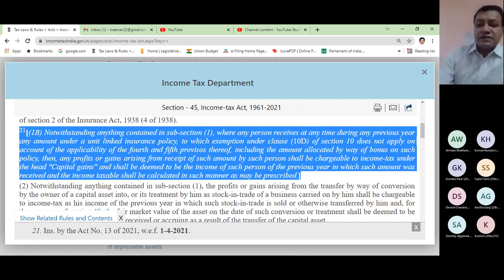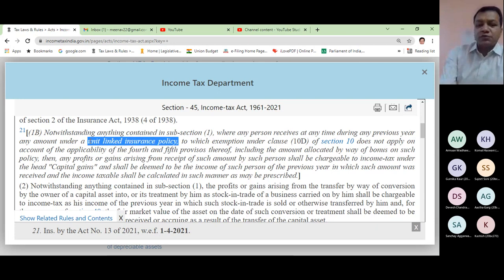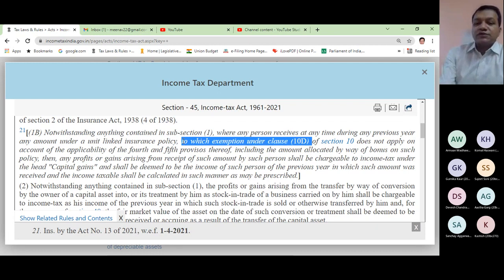Where any person receives, here also the word received is relevant, receives at any time during any previous year any amount under a unit linked insurance policy. Same example which I am discussing. When you redeem your insurance policy, when the policy is matured, whenever you receive the amount from your unit linked insurance policy, to which exemption under clause 10 of section 10 does not apply.